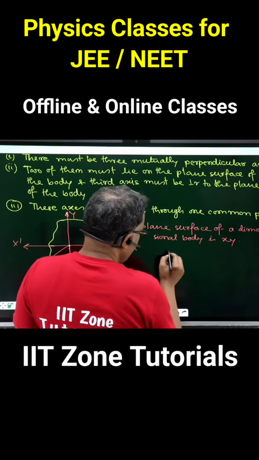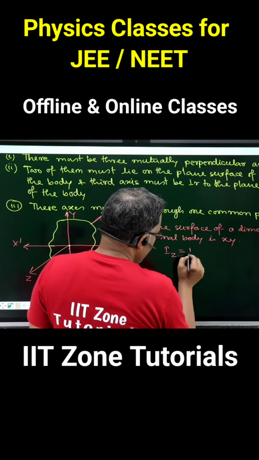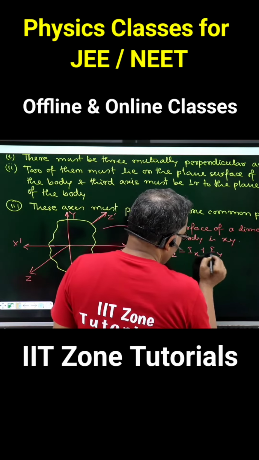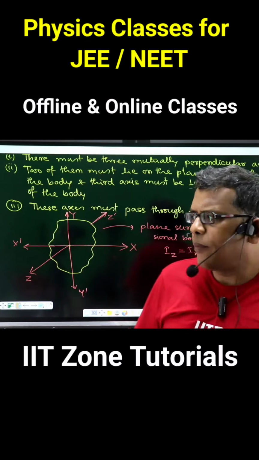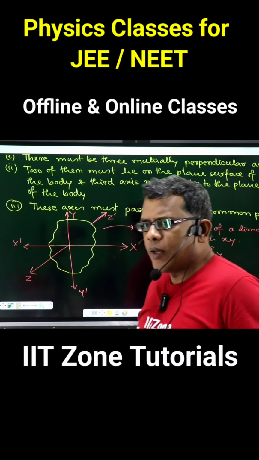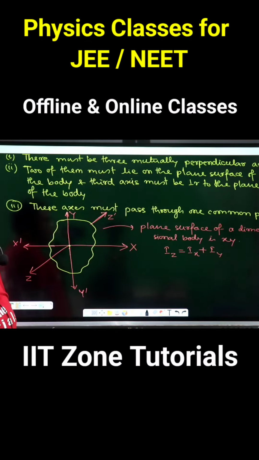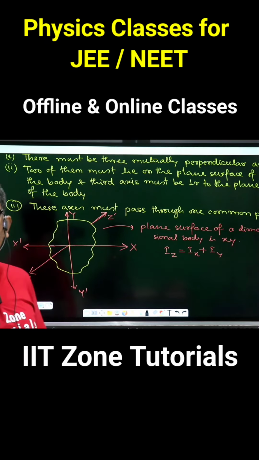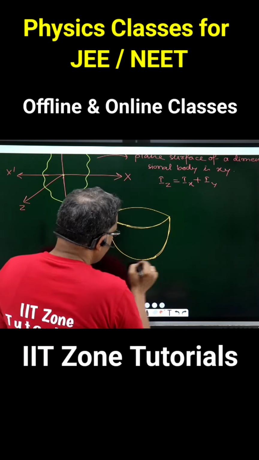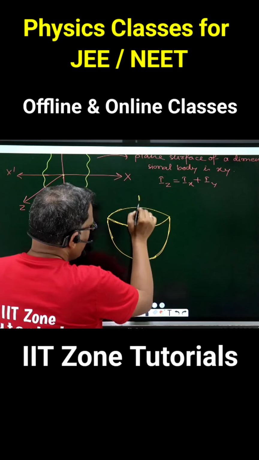Then the use of these three mutually perpendicular axes will be: I about z will be equal to I about x plus I about y. Are you getting it or not? Always the sum of MI about those two axes which are lying on the plane of the body will be equal to MI about the third axis which is perpendicular to the plane of the body.